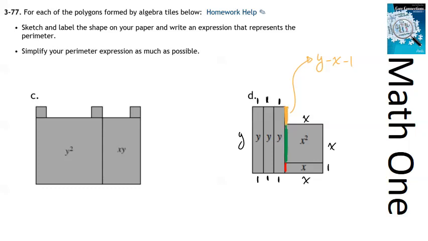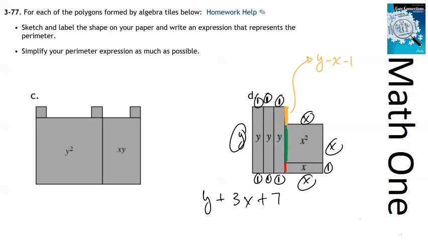So if we go ahead and put together the other pieces we have here, let's just combine them. I've got a y plus, let's see, I've got 1, 2, 3 x's, so plus 3x. And then in terms of units, I've got 1, 2, 3, 4, 5, 6, 7, plus 7 units. And then I've got this plus y minus x minus 1. So we can definitely simplify that a bit further. You can see that I've got a y and I've got another y.